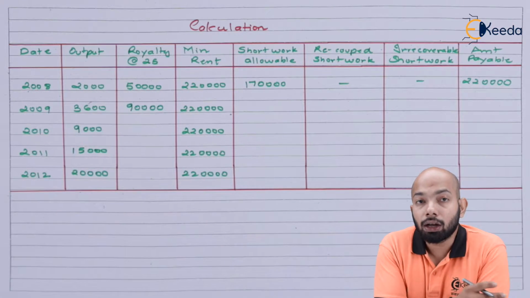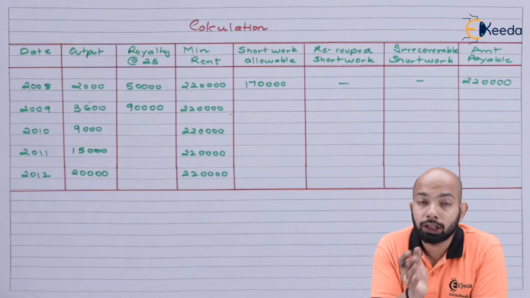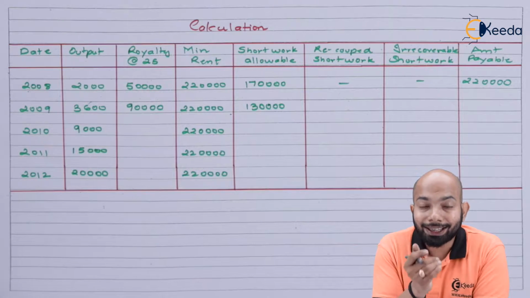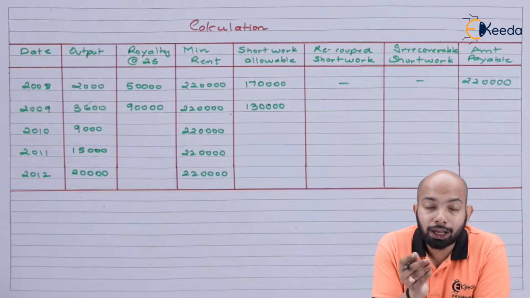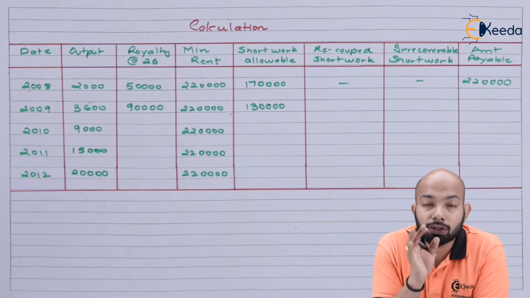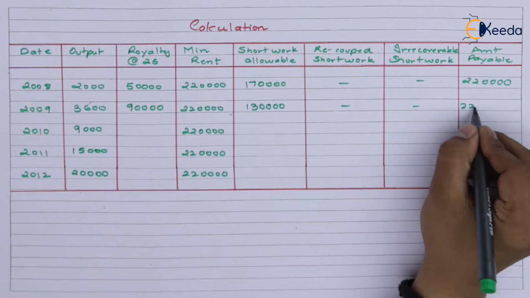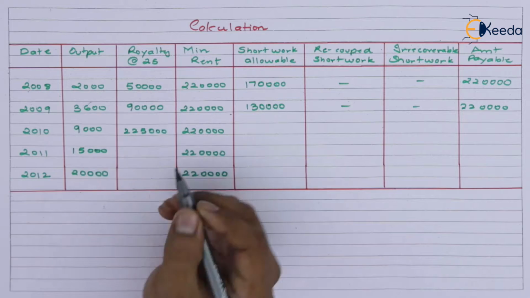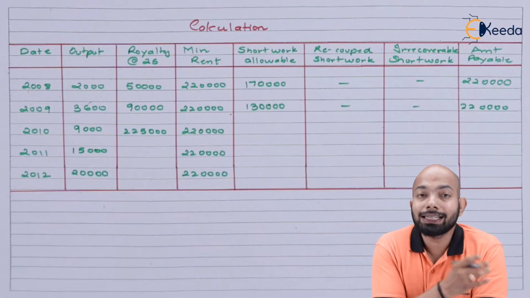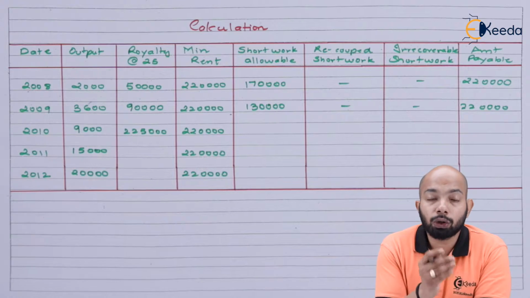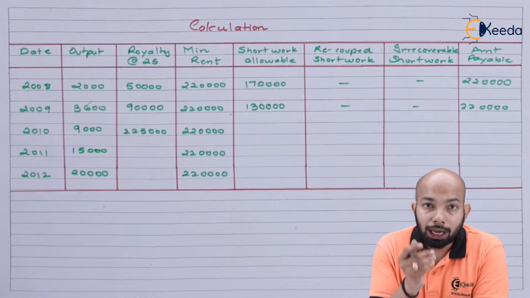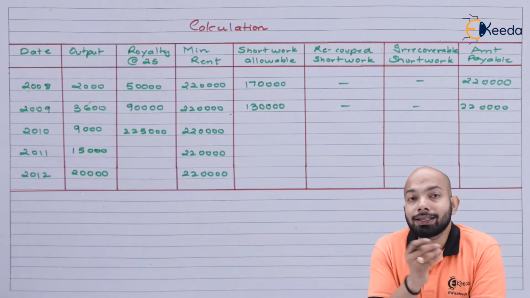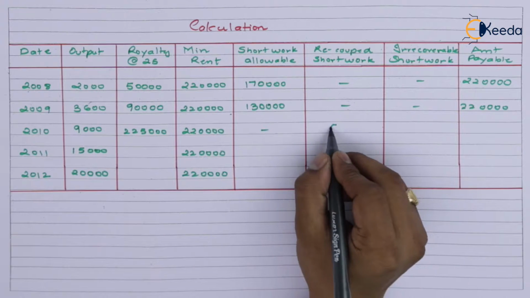In the second year, the royalty is 90,000. So let's figure out the difference now. The short working allowed in the second year is 1,30,000. So currently the total of short working that we have here is 3 lakh rupees. Now let's go on to the third year. 2,25,000 is the amount that we have received as royalty, out of which 2,20,000 will go as minimum rent. That means the balance pending 5,000 can be adjusted against the 3 lakh balance.